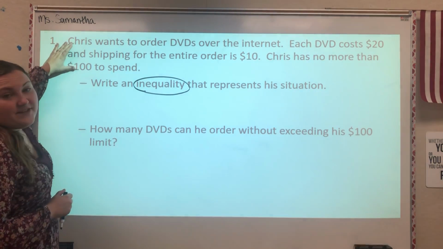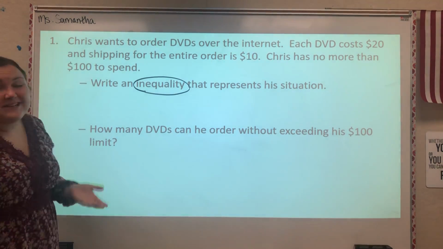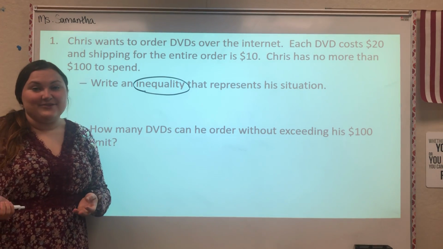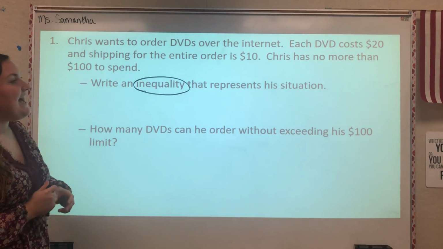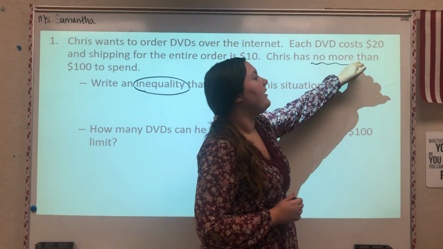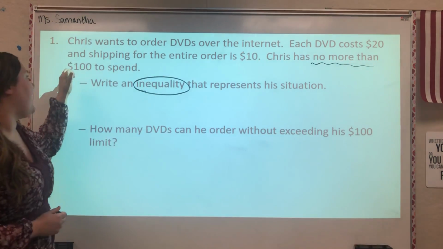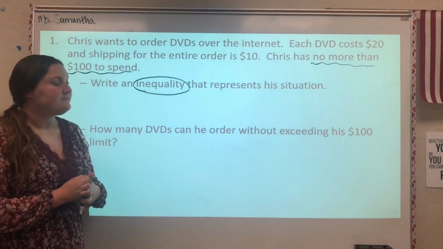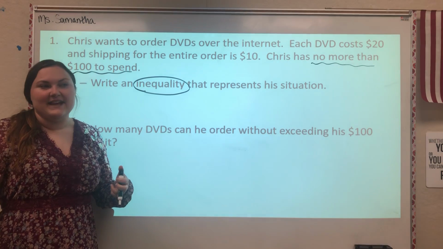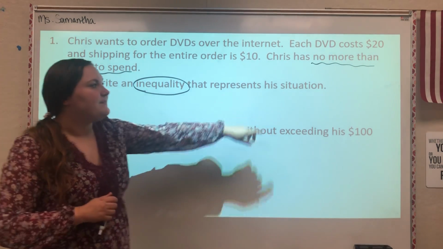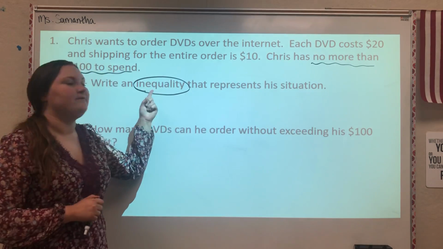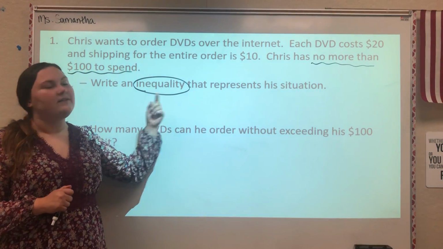If we look at the story we were given, this is pretty similar to something I gave you guys in those equation word problem notes. The difference here is he has no more than $100 to spend. With the equations, it was like he has exactly $100 to spend. So this right here is cluing us in on it being an inequality.